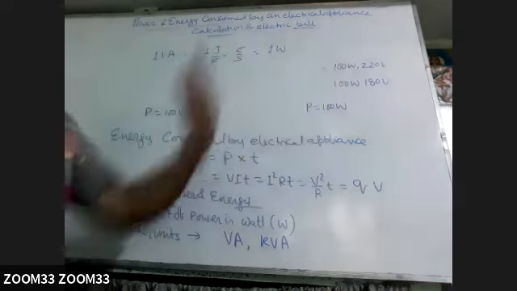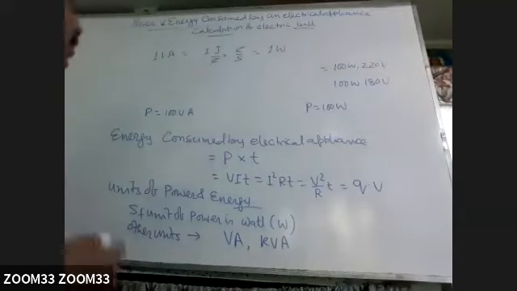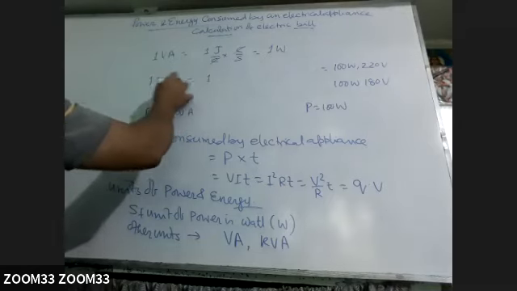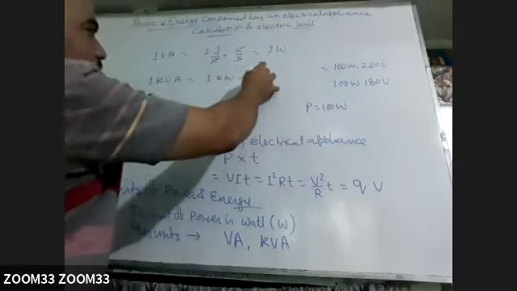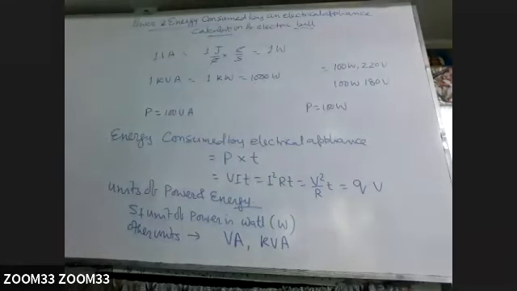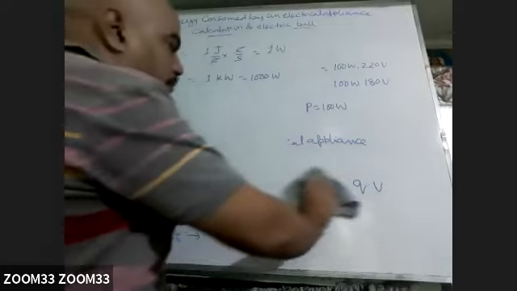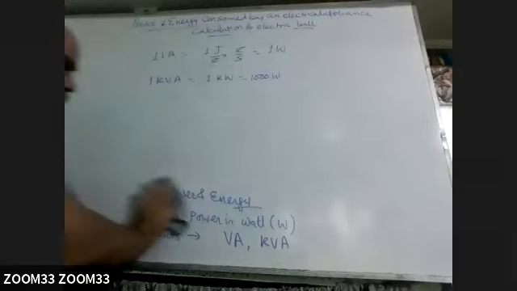Now that condition is removed. That's why nowadays this VA or kVA is used. kVA means what? kVA means kilo VA, because VA is what? So it is 1 kilowatt or 1000 watt. So kVA means 1000 VA. So in place of 100 watt, nowadays we use 100 VA.